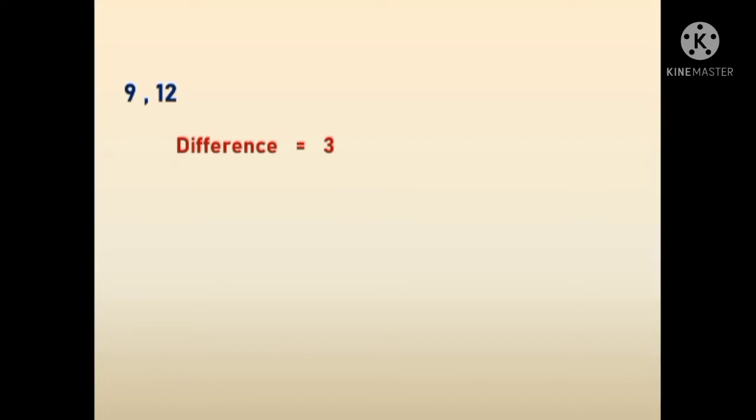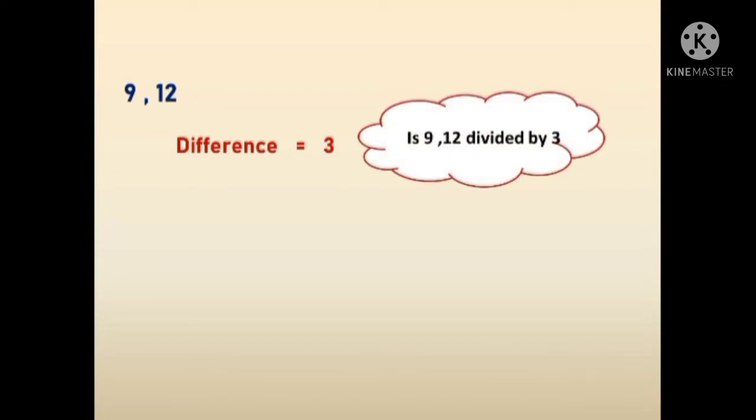First step is over. Second, we are going to find whether the numbers 9 and 12 are divisible by 3. Is 9 and 12 divisible by 3? The answer is yes, because 3 3s are 9 and 4 3s are 12. Since they are divisible by 3, the HCF is nothing but the difference, 3. That's it. So by using this trick, we can solve the HCF problem very easily, right?